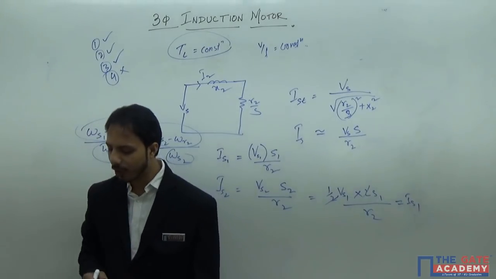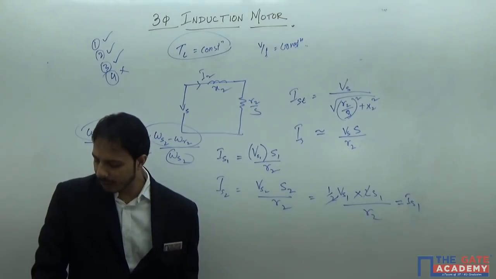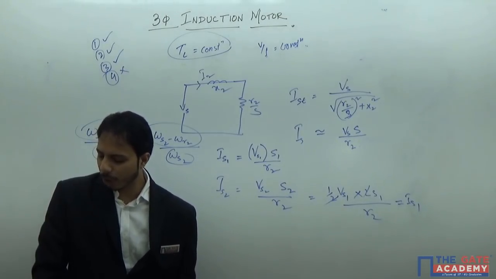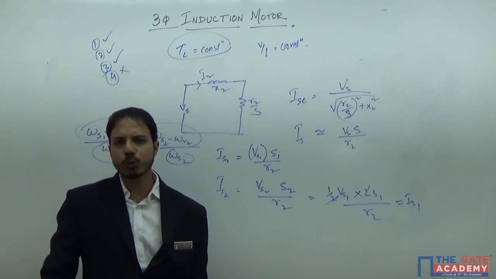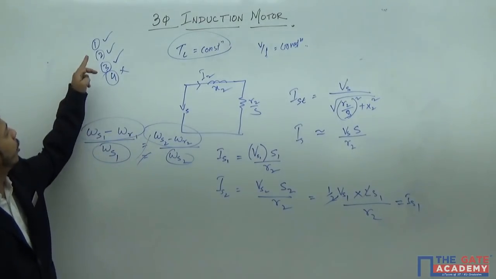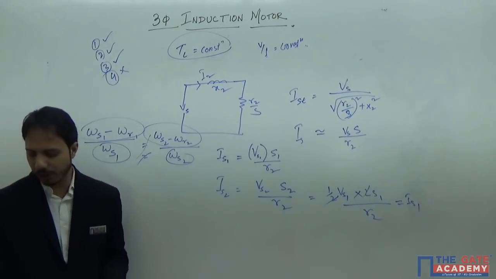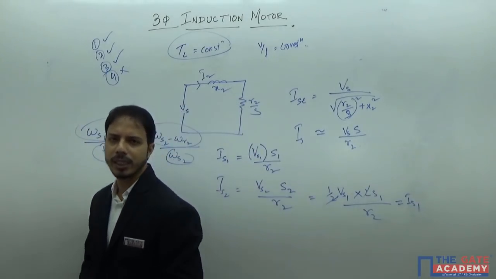In that case, there are four options. The first option is all the statements are right. The second option is 1, 2 and 3 are right. The third option is 2, 3 and 4 are right. The fourth option is 1 and 4 are right. So we know that 1, 2 and 3 are right, and 4 is wrong. That means our answer will be option B, which is 1, 2 and 3 are right.